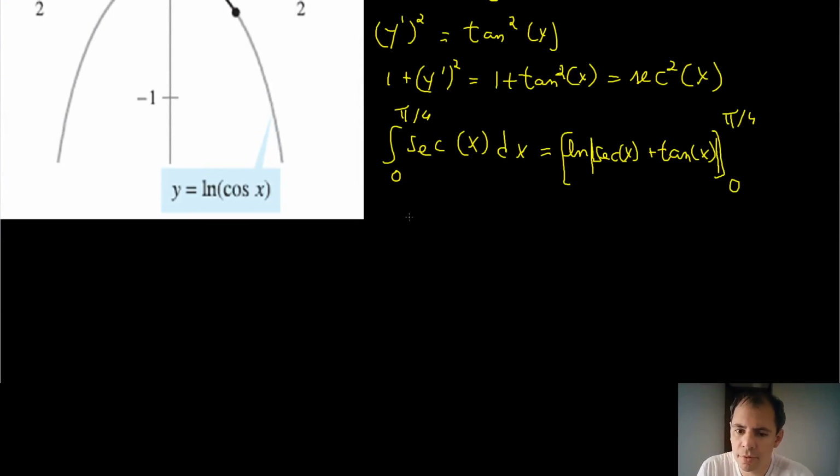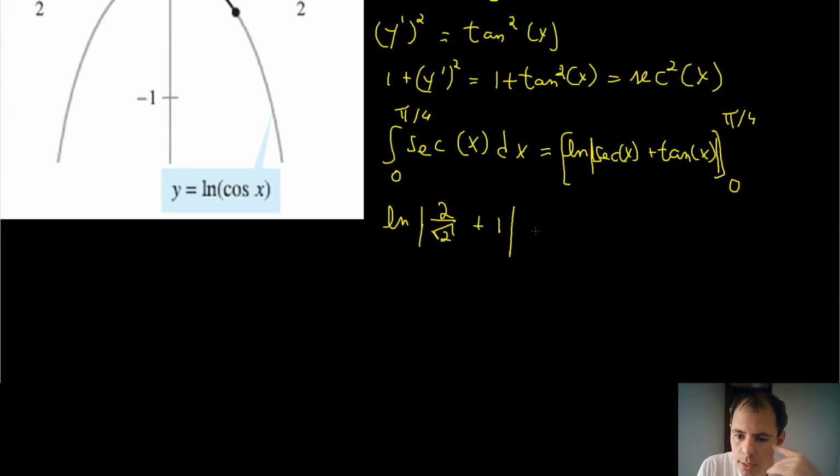So applying pi divided by 4 is going to be the ln of, well, what is the secant of pi divided by 4? The secant is the reciprocal of the cosine. The cosine of pi divided by 4 is square root of 2 divided by 2. So it's going to be 2 divided by the square root of 2. All right? Plus the tangent of this thing. The tangent of pi divided by 4 is 1. All right?